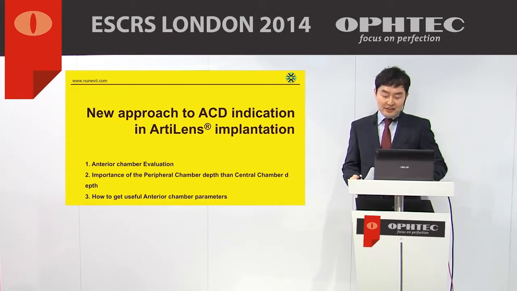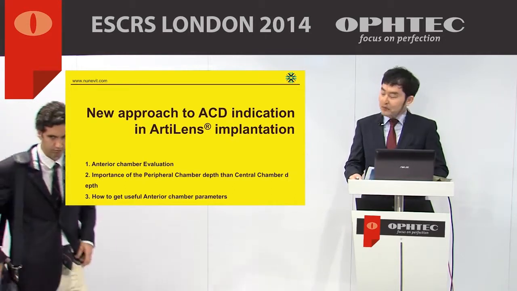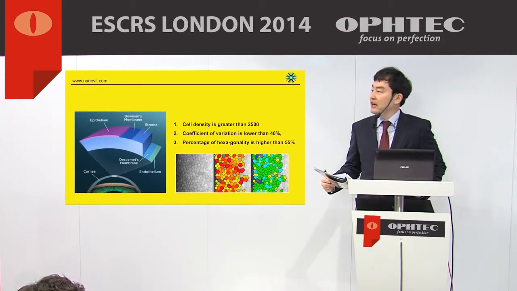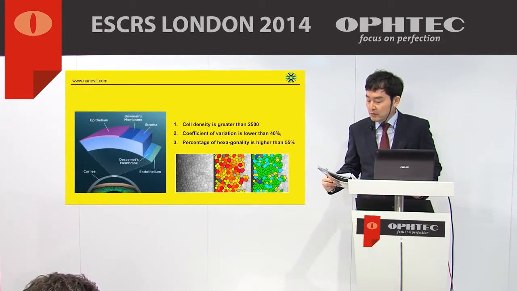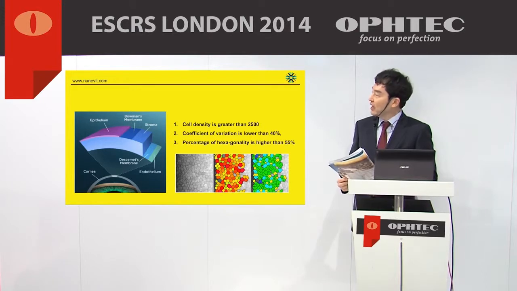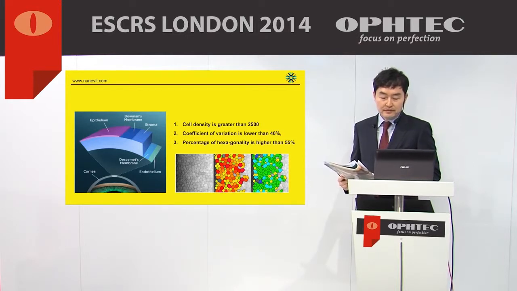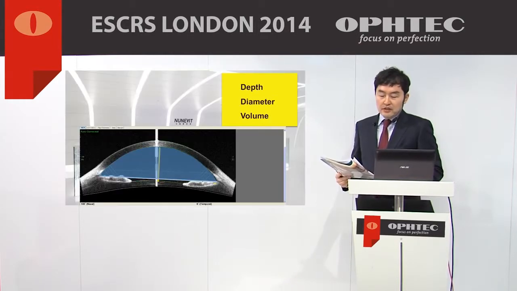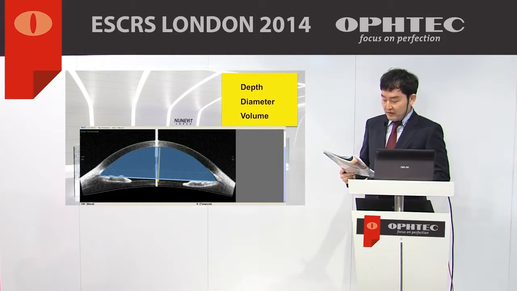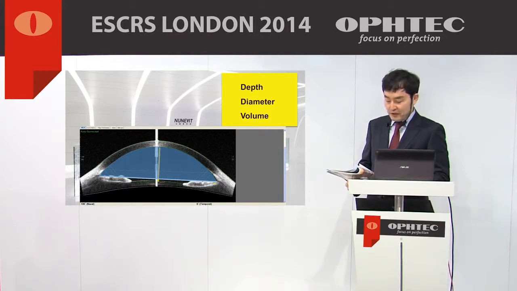I'll begin by describing anterior chamber evaluation. For Arti-Lens implantation, the most important things I consider are the endothelium and the anterior chamber. It might be the same for you. I examine endothelial cells using a specular microscope, and when these criteria are fulfilled, the patient is considered to be a good candidate. These three things are measured for anterior chamber assessment.